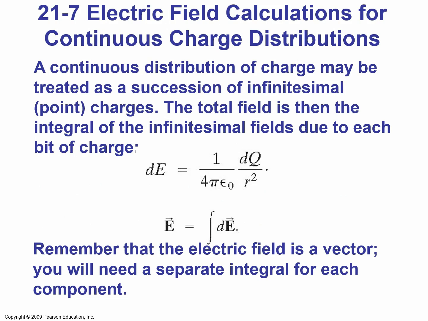Section 7. Electric field calculations for continuous charge distributions. A continuous distribution of charge may be treated as a succession of infinitesimal point charges. The total field is then the integral of the infinitesimal fields due to each bit of charge. So here we consider dE as the infinitesimal field due to each bit of charge dQ. And we have to integrate over all these infinitesimal fields to obtain the total field, capital E.